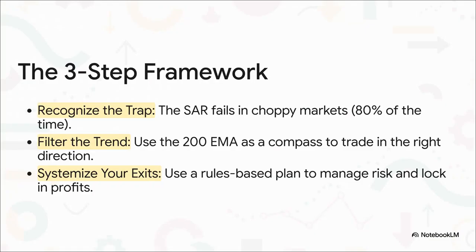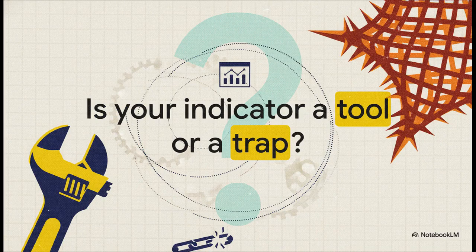So let's recap the three-step framework one last time. First, recognize the trap. The SAR fails in choppy markets. Second, filter the trend. Use that 200 EMA as your compass. And third, systemize your exits to protect your capital and lock in those profits. That's the entire system. This framework turns the parabolic SAR from a potential trap into a sharp, high-probability tool. So the final question to ask yourself is this: are the indicators you're using right now a tool, or are they a trap?